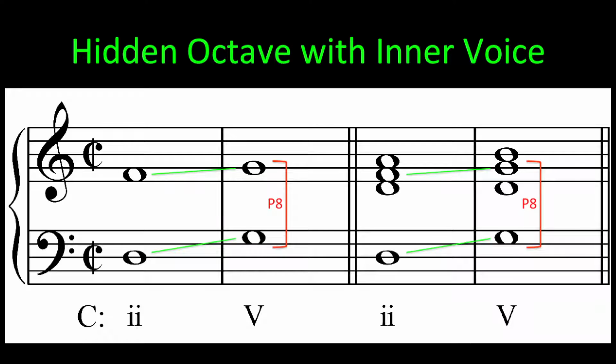On the left, we've removed the soprano and tenor, shown on the right, leaving the hidden octave between the bass and alto. Listen. The hidden octave is actually acceptable here because it involves the alto, an inner voice, and not two outer voices.